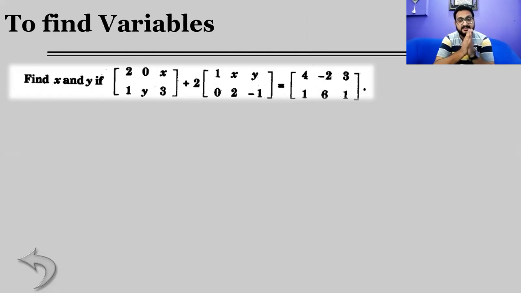First, we will check it according to the board marks rule. Why do we first use the board marks rule? After that, we will compare every matrix. Okay. So first we think here: is there any multiplication and addition in this question?